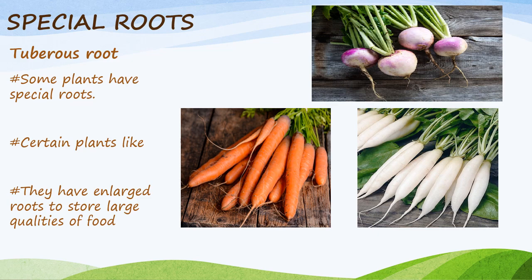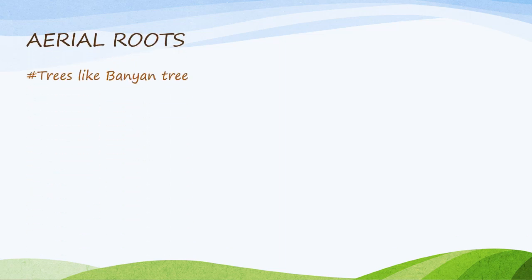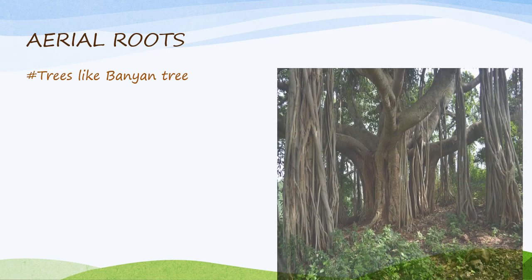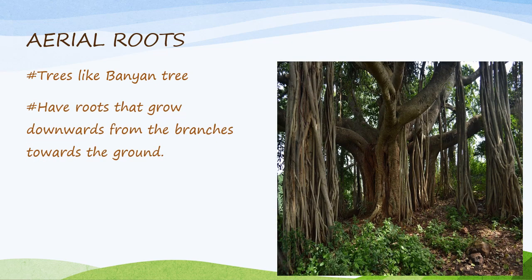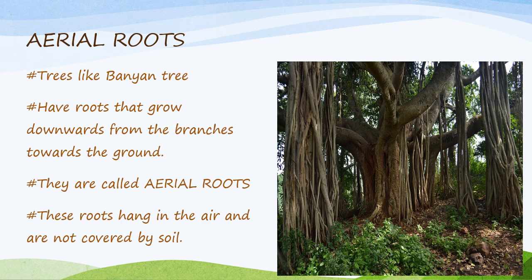Next, one more special root is aerial roots. Trees like the banyan tree have roots that grow downwards from the branches towards the ground. The roots hang in the air and are not covered by soil. That is why they are called aerial roots.